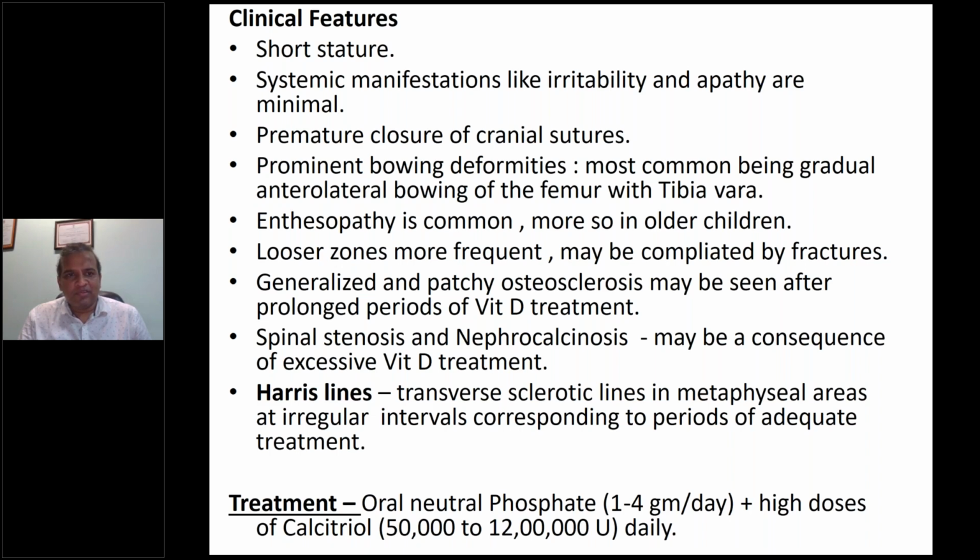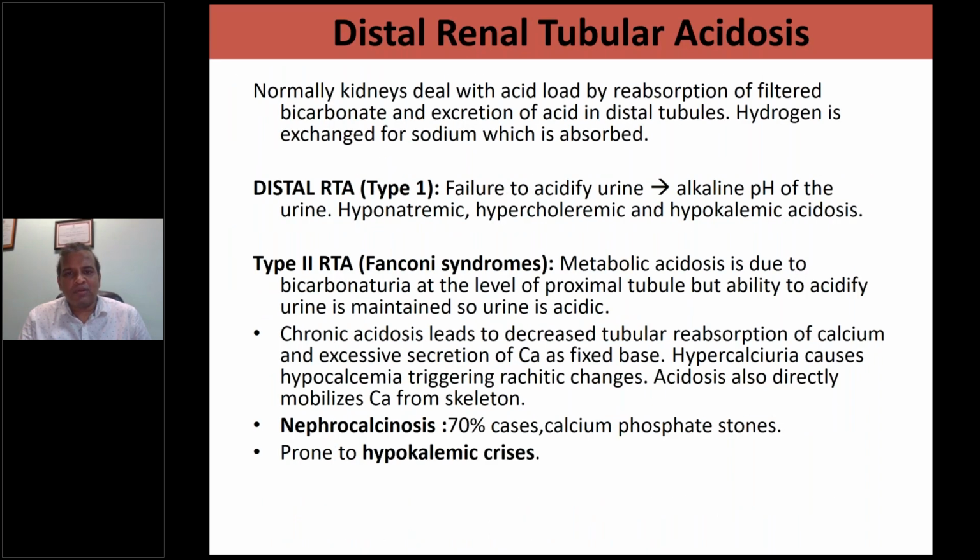In renal tubular acidosis, the major problem is failure to acidify the urine, leading to hyperchloremic or hypokalemic acidosis. In Fanconi syndrome, there is also nephrocalcinosis leading to hypocalcemia. These present mostly with renal calcifications and calcium phosphate stones, and chronic acidosis decreases tubular absorption of calcium, leading to this kind of skeletal picture.